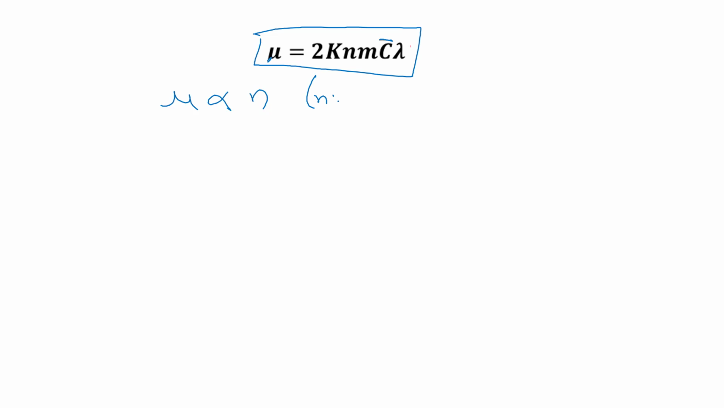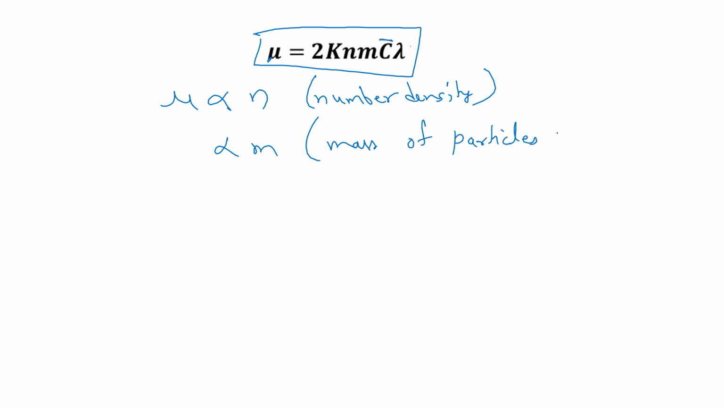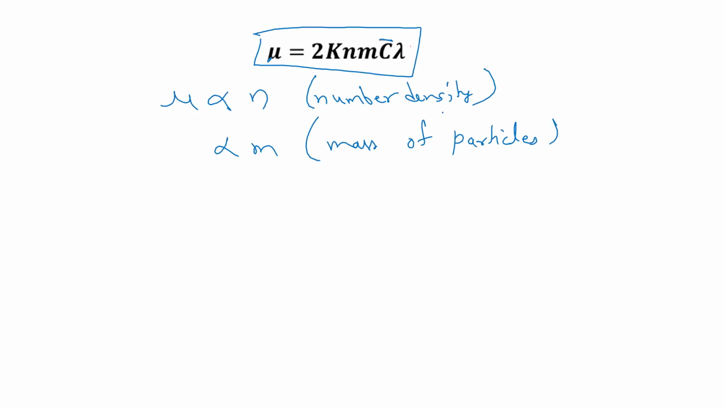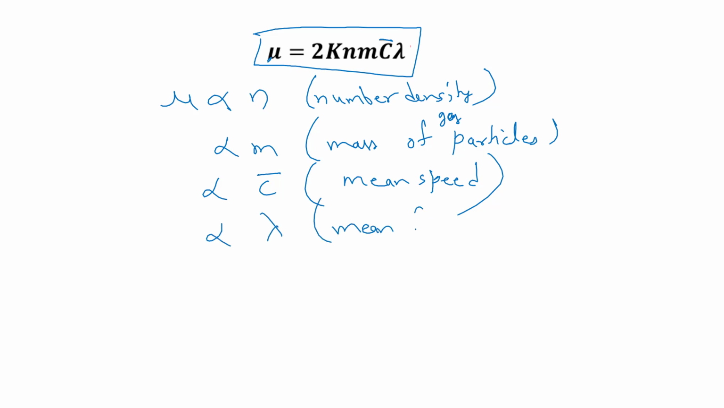Mu is directly proportional to n, number density. It is directly proportional to mass of particles, gas particles. It is directly proportional to c bar, mean speed, and lambda, mean free path.